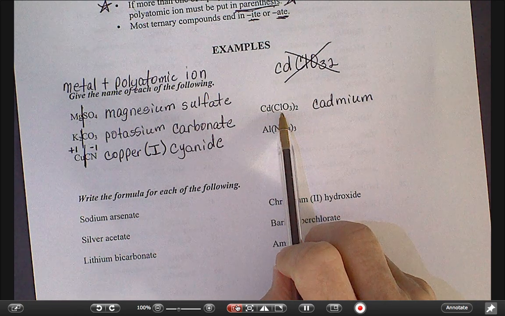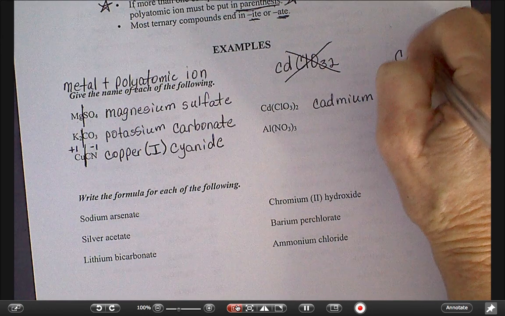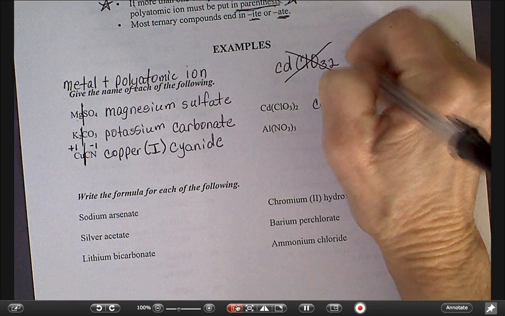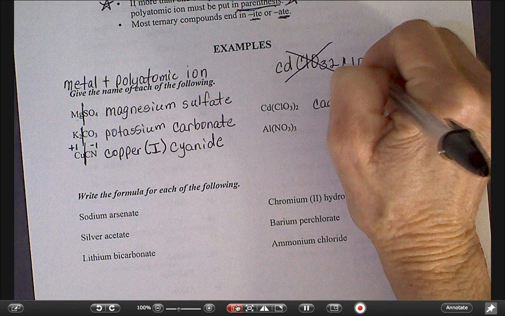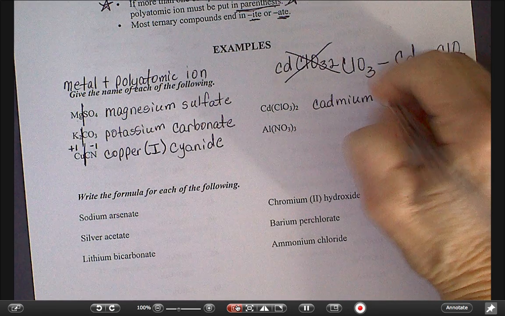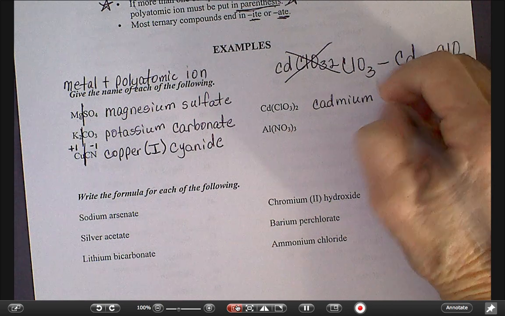So if you will remember, their formula is written in stone. It never changes. So what this is telling you is that cadmium is hooked up to how many ClO3s? 2. Okay? So, cadmium. Who is ClO3? Chlorate.